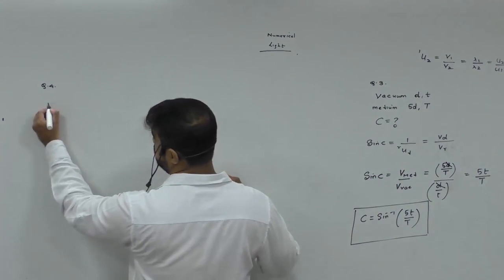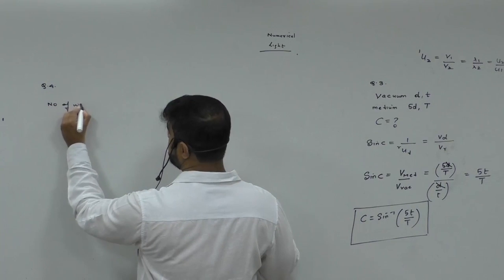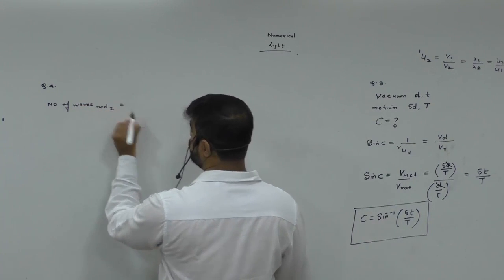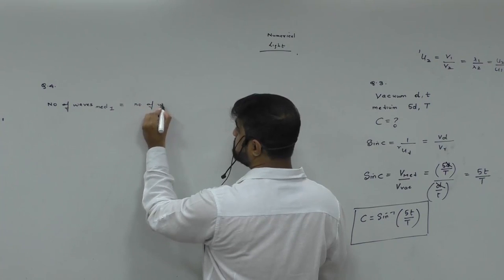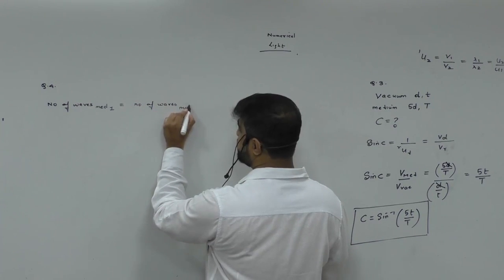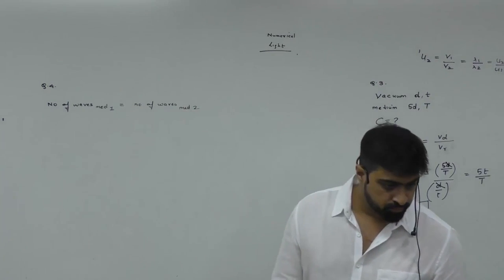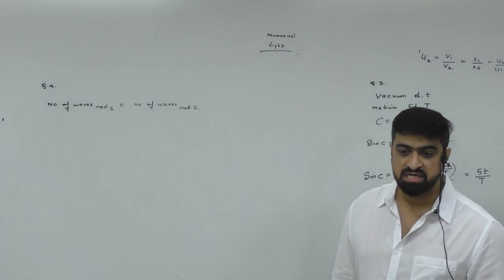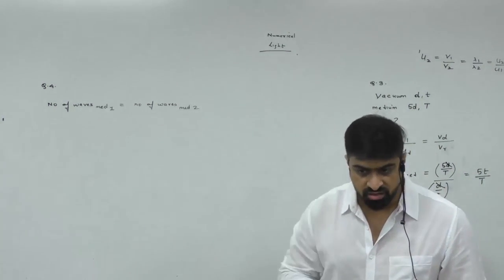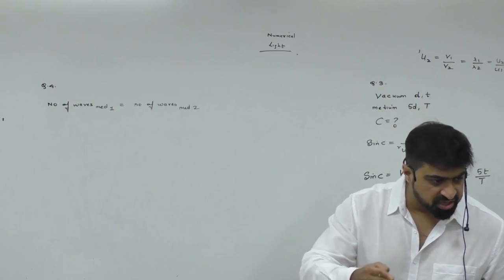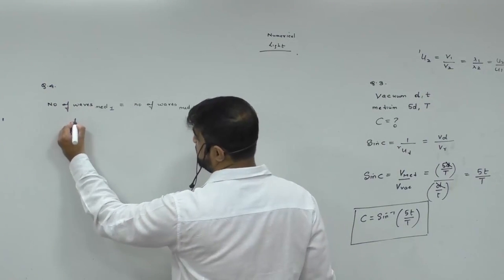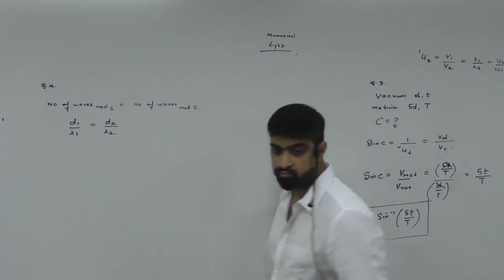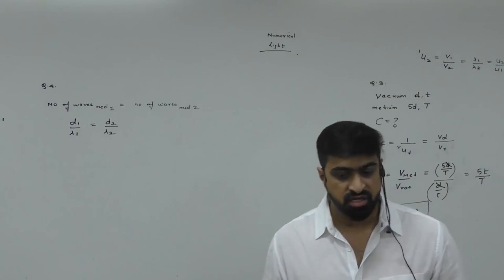They are telling you that number of waves in medium 1 equals number of waves in medium 2. बराबर है ना? यही तो कह रहा है. नंबर ऑफ वेव्स का फॉर्मूला क्या है? d by lambda. Number of waves in distance d क्या हो जाएगा बच्चा? d by lambda. So can I write this as d1 by lambda 1 is d2 by lambda 2? सही है ना ये?